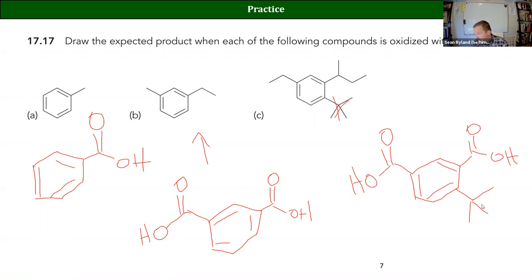So regardless of what else is attached on here, if we had other carbons there, it doesn't matter. All that matters is, does the carbon that's next to the benzene have a hydrogen? If there's no hydrogen attached, then you can't oxidize it this way. That's the only caveat with this reaction. Other than that, if there's a carbon, turn it into a carboxylic acid.